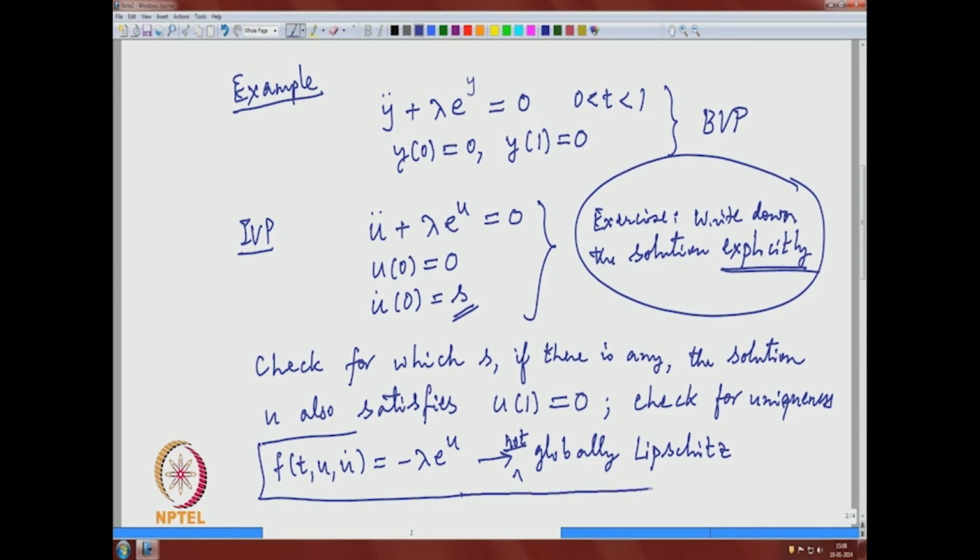So for example, this one. Even without the assumption of globally Lipschitz, you can write down the solution explicitly, and you see that the solution exists for the entire interval [0, 1]. This is one example. And so let me again continue.